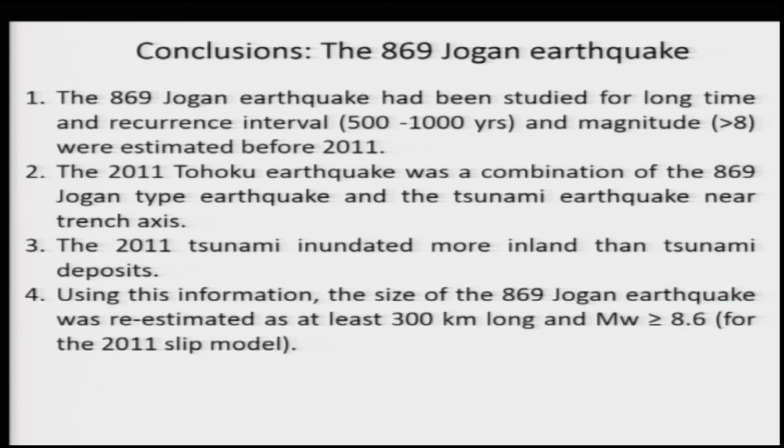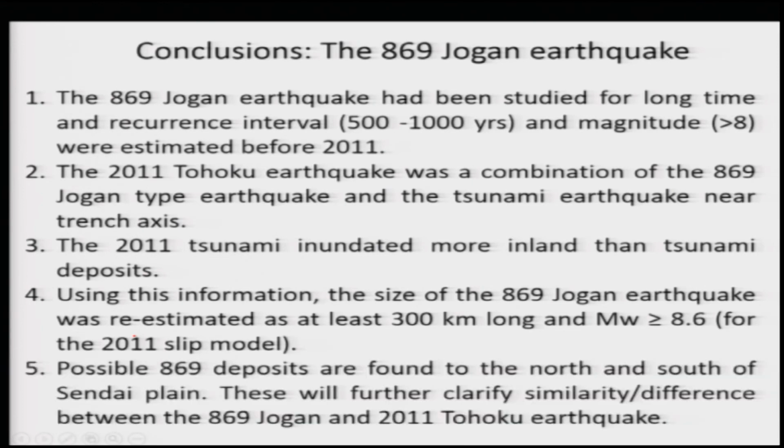Using this information, the size of the 869 Jogan earthquake was re-estimated as at least 300 km long, and the magnitude was about 8.6 for the slip model which was incorporated for 2011. So possible 869 deposits are found to the north and south of the Sendai plain. This will further clarify similarities or differences between the 869 Jogan tsunami and the 2011 Tohoku tsunami.